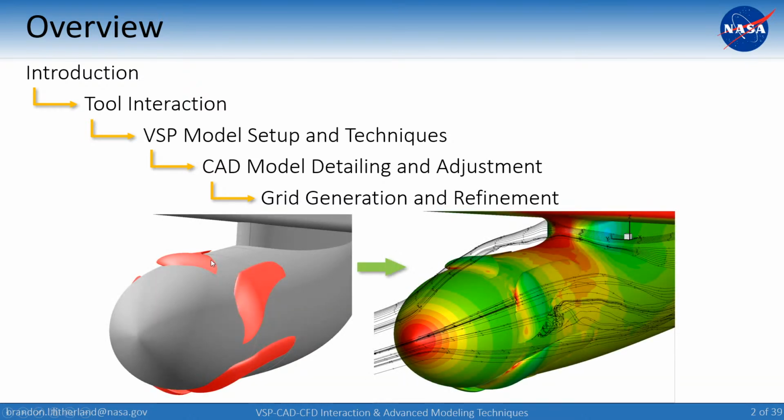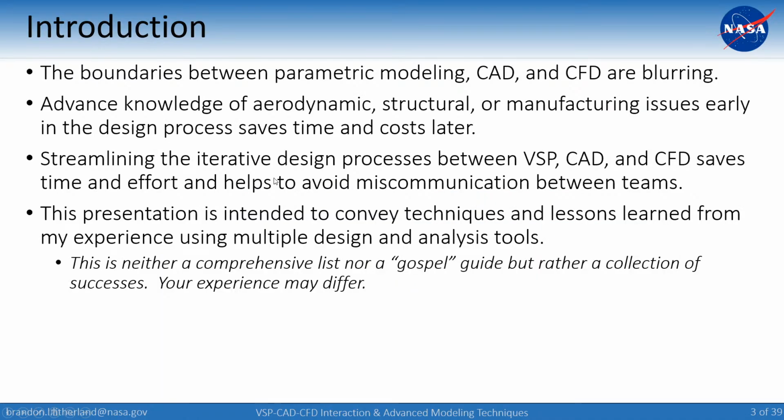So basically we're going from an OpenVSP model into a high-fidelity CFD solution, and we're starting off with the VSP geometry as the source so that everything that we do lines up and works well. The main reason for this is that the boundaries between parametric modeling, CAD, and CFD are blurring, and they have been for years as computer power increases and we get more information ahead of time.